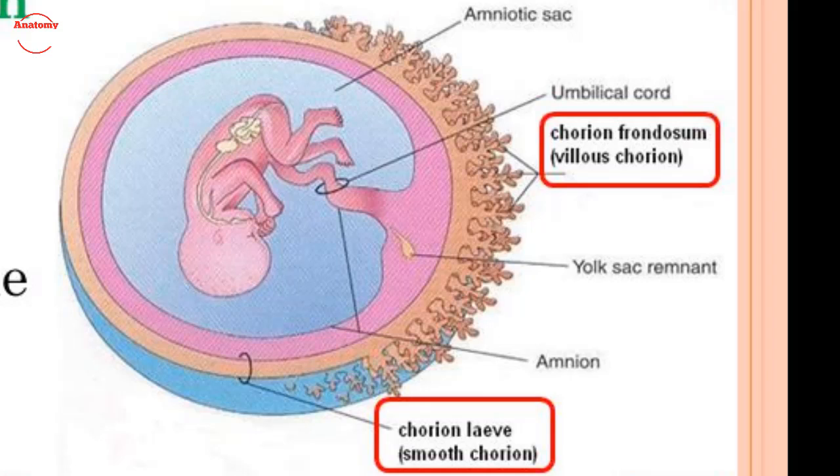Laeve stands for smooth. So the chorion laeve is formed when the avascular bare area starts. Concurrently, villi that abut against the decidua basalis grow rapidly and branch profusely, giving rise to the chorion frondosum. Frondosum stands for leafy. The chorion frondosum forms the fetal component of the placenta.